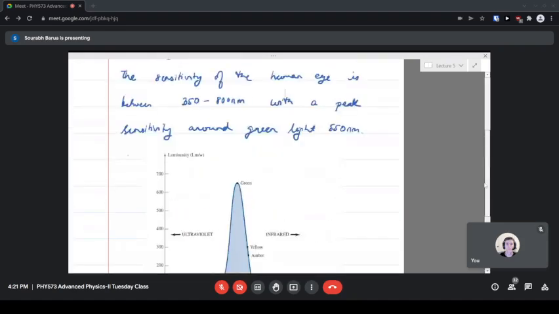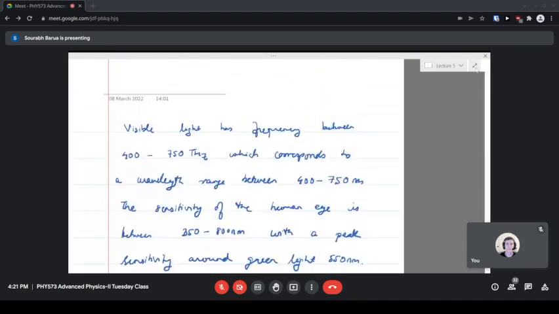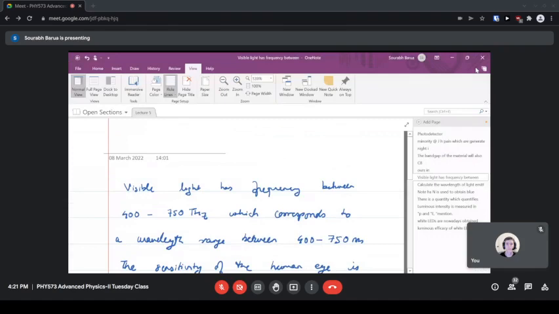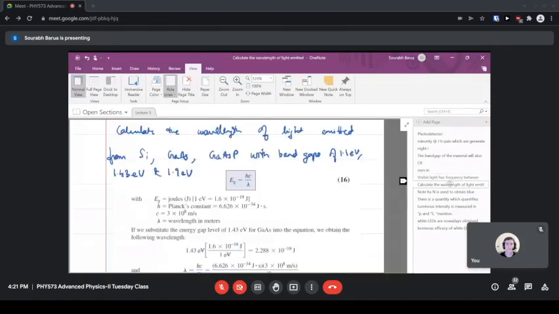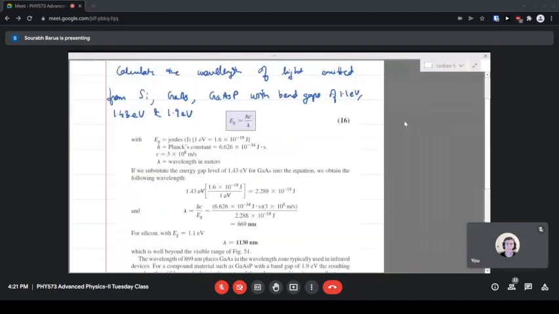Okay, so this is the kind of visible light and how the eyes respond to it. This is a small exercise here. You can find out the wavelength of light which will be emitted if you make an LED of silicon, gallium arsenide, or say gallium arsenide phosphide.